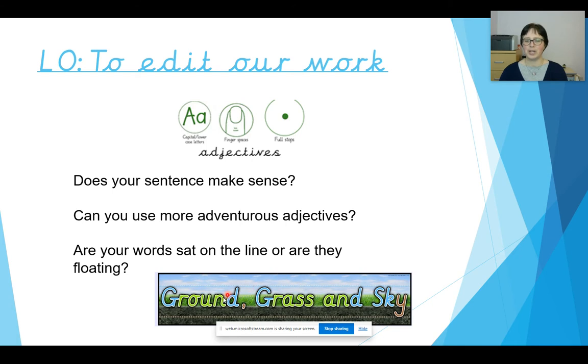Are your words sat on the line here, or are they floating above in the sky, or are they sinking below? Really think about your writing today, your handwriting, the size of it, the finger spaces in between, and trying to sit those letters on the line. That all comes with practice. So let's really focus on our handwriting today.